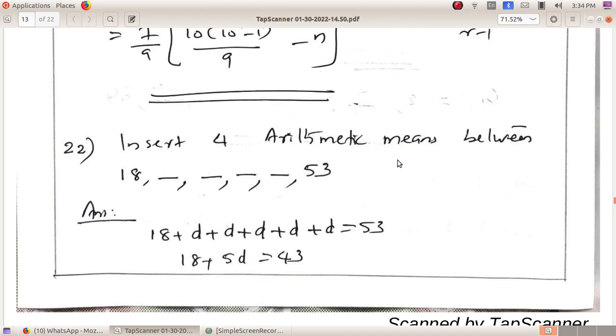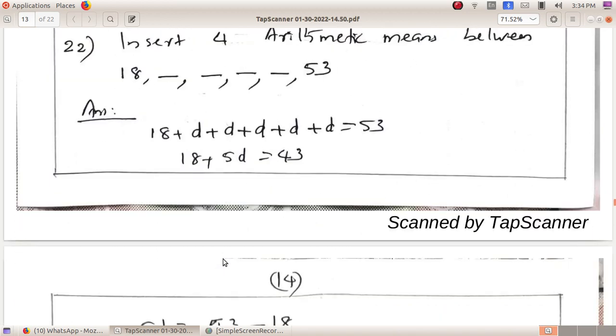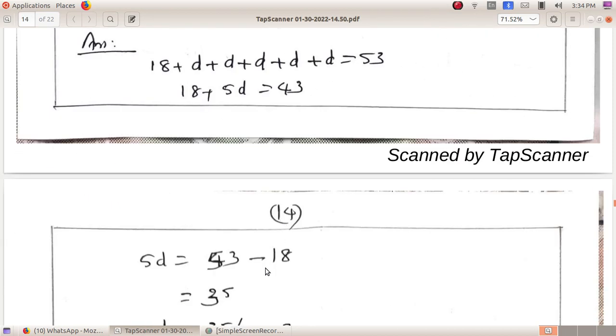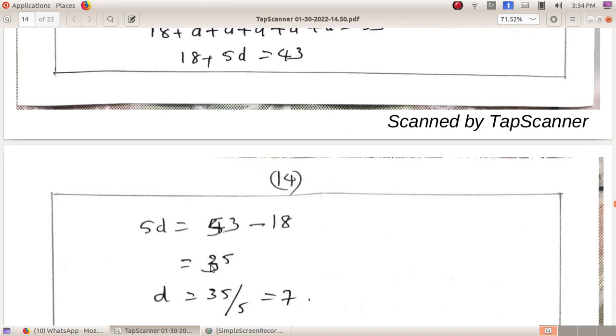-53. Okay, so this is in AP, that is why the question is marked as arithmetic means. 18 plus common difference, that's D. 18 plus D here, plus D here, plus D here, plus D here, plus D gives 53. So how many D's are used here? 1, 2, 3, 4, 5 D's. 18 plus 5D is equal to 53. This is 53, not 43. Then 5D is equal to 53 minus 18, which is 35. D is equal to 35 by 5, 7.